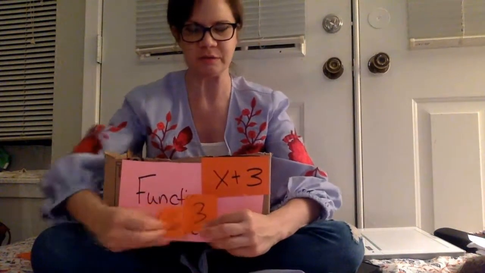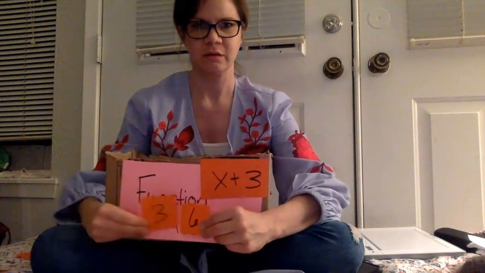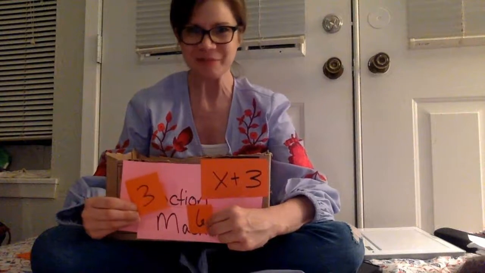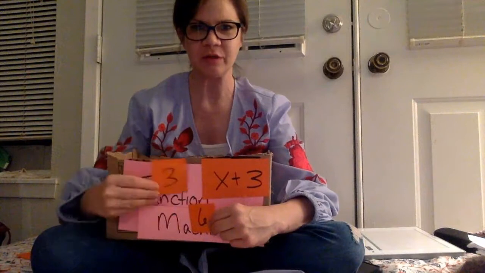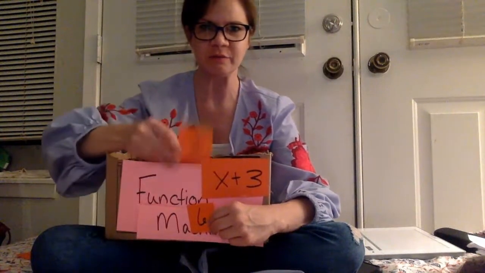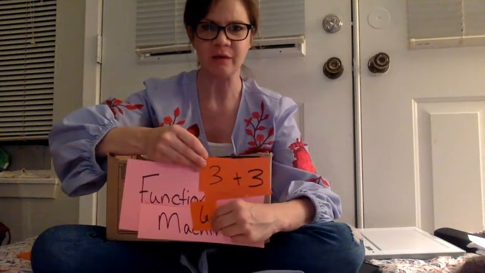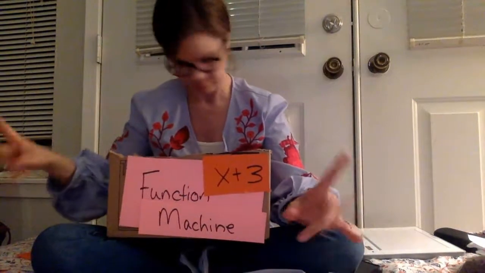This is backwards. Let's see if I can figure out how to do this backwards. Okay, so this is my X. This is my Y. What happens is I put a 3 into my function machine, meaning that it took the place of that, and out came a 6, because 3 plus 3 is 6. Okay, let's do some more.